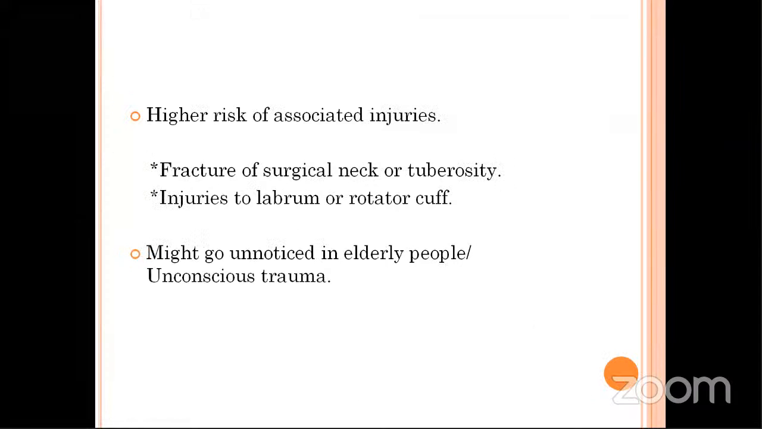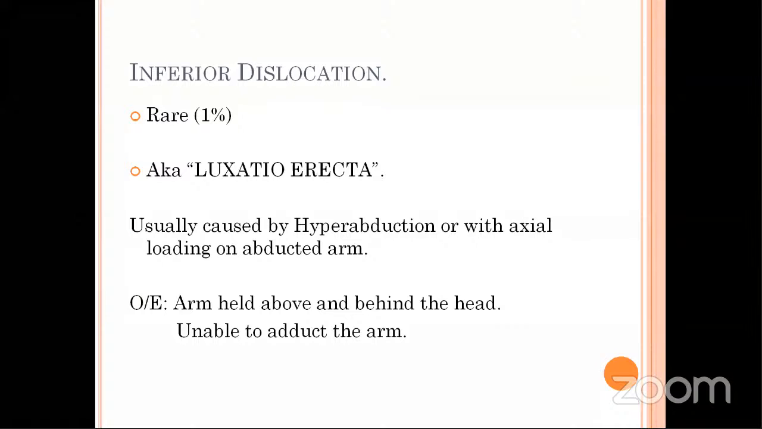Posterior dislocation has a higher risk of associated injuries, where you can have a fracture of the surgical neck of the humerus or a tuberosity. There can also be injuries to the labrum or the rotator cuff. In elderly patients, or if the patient is unconscious following a trauma, the posterior dislocation might go unnoticed in some people. Next is inferior dislocation.